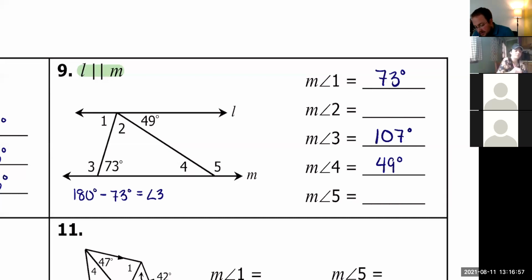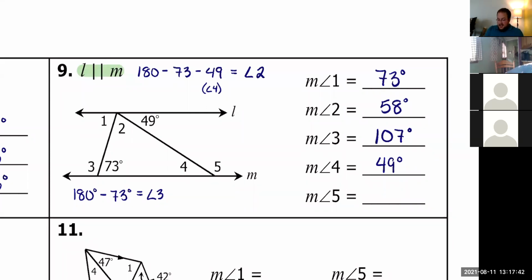Now, if it makes you feel better, we can go back to angle 2. Now that I know the 73-degree angle and what angle 4 is, I can take those two results, pull them from 180, and what's left is angle 2. So I'm going to squeeze that in up here. 180 minus 73 minus 49, which was our angle 4, was what? 58. Actually, I should do this. This equals angle 2. Angle 2 is 58 degrees.